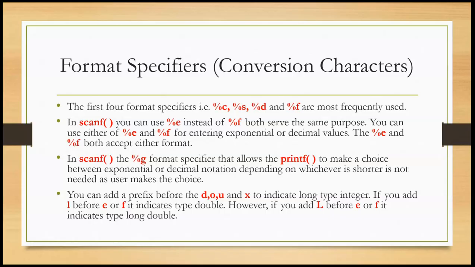You can add the prefix l before the d, o, u and x to indicate long type integer. If you add l before e or f, it indicates type double. However, if you add capital L before e or f, it indicates type long double.